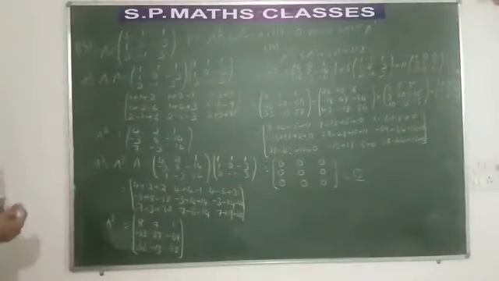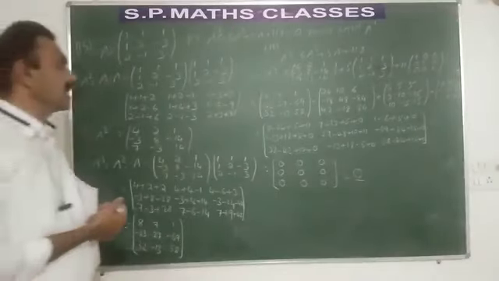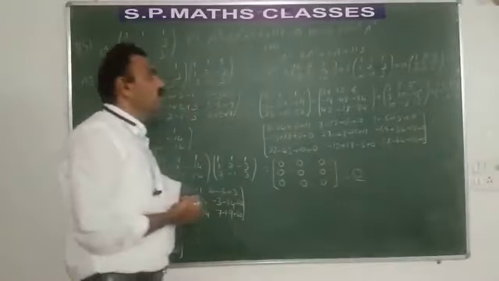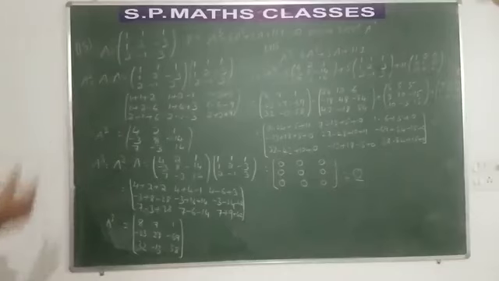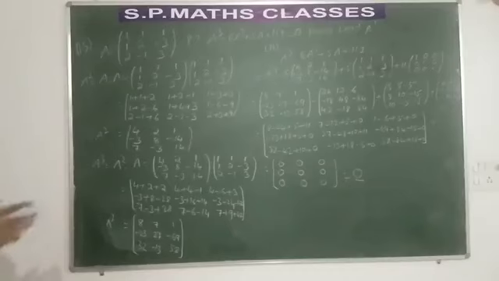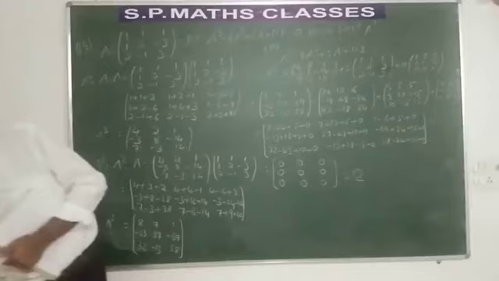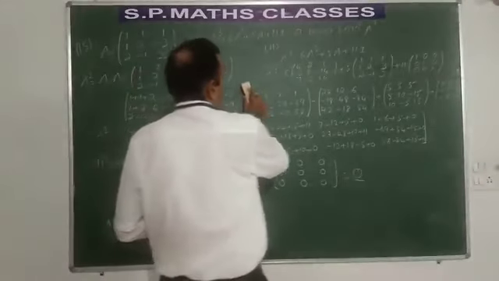I think you have understood. A square first we found, then A cube, then you have found out A cube minus 6A square plus 5A plus 11I. Substituted and simplified, you have got the answer as null matrix. And they have asked one more problem there. You have to find out A inverse. How to find out A inverse now?